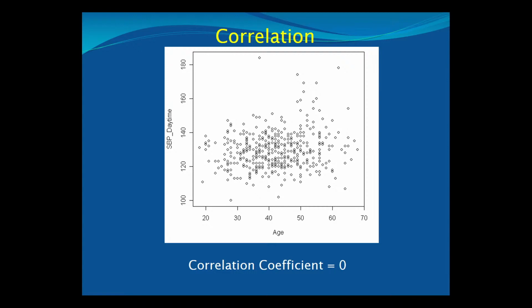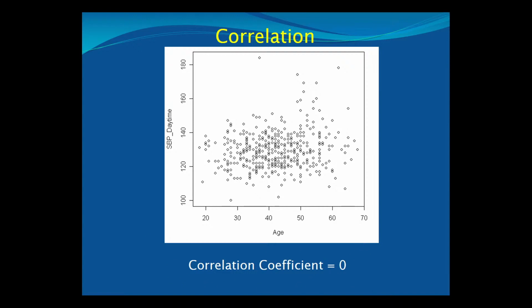Next graph. For example, we need to understand, is there an association between age and systolic blood pressure. All measures are depicted on this graph. So look, there are a lot of points, but we can't see any trend on this correlation graph. And if we calculate the correlation coefficient, it equals 0.